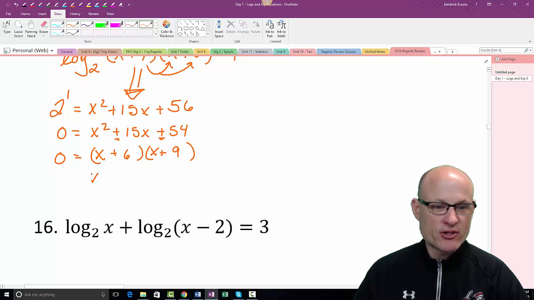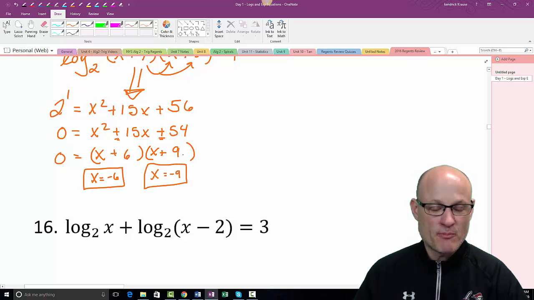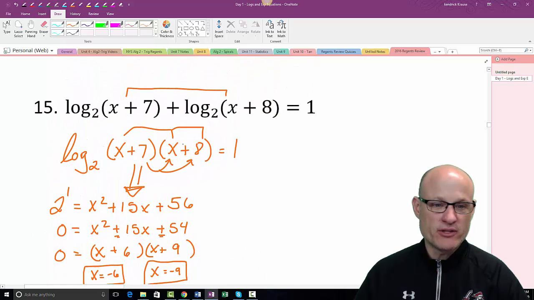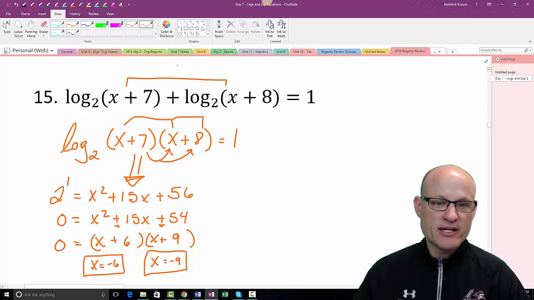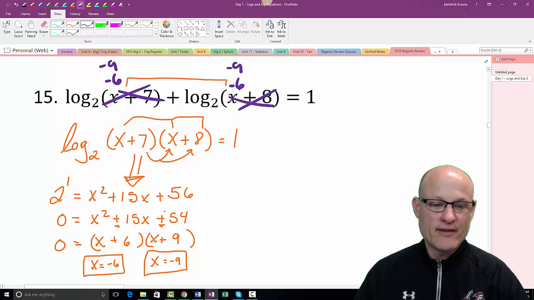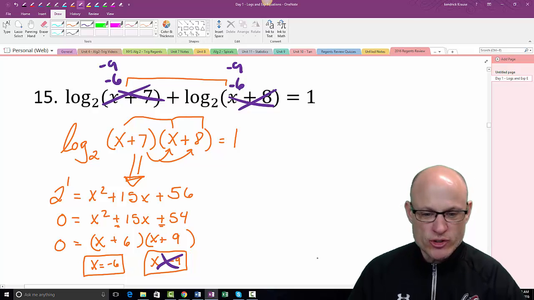So your two answers are x equals -6, which could be a problem, and x equals -9, which could be a problem. We got to go back up and look. Do either of those cause my original problems to be negative? Both of these are negative. So if I plug in -6 here, -6 here, that's positive. And if I plug in -6 here, that's positive. So that's okay. But if I plug in -9 in either one of these, they become negative. And that's a problem. So we got to get rid of this. So -6 is our only solution to the problem.